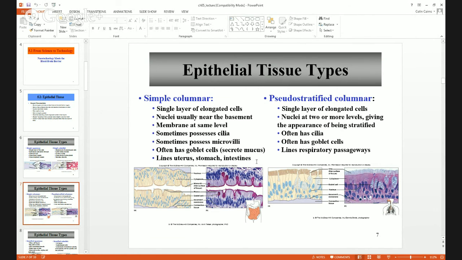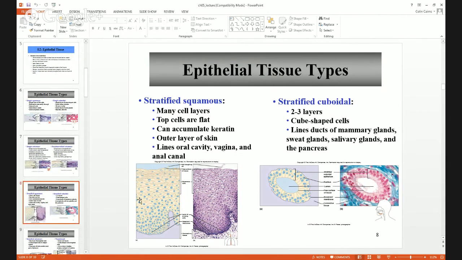Pseudostratified columnar are a single layer of elongated cells. The nuclei are at two or more levels, which gives them the appearance of being stratified, even though they're not. They often have cilia, often have goblet cells, and they line the respiratory passageways.